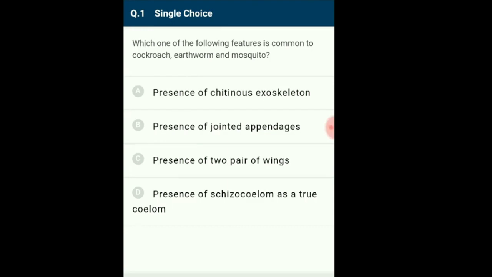The chitinous exoskeleton, jointed appendages and two pairs of wings are characteristic features of class Insecta of Arthropoda. Examples: cockroach and mosquito. Earthworm belongs to Annelida, in which a true coelom appeared for the first time, called schizocoelom. This type of coelom is present in Arthropoda and Mollusca also. So the answer for this question is option D. Presence of schizocoelom as a true coelom.